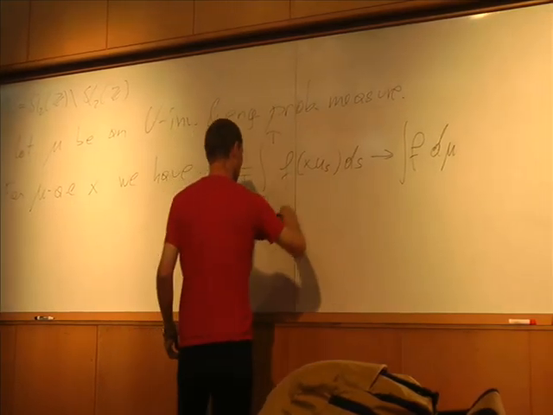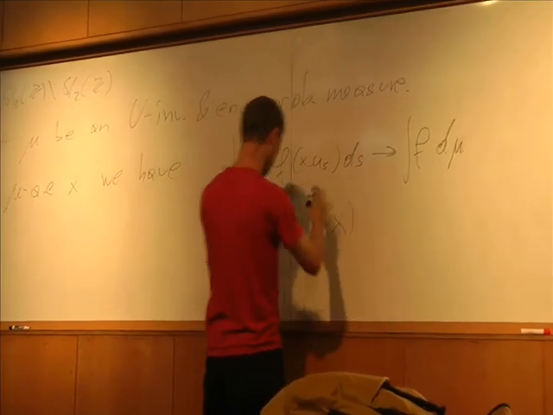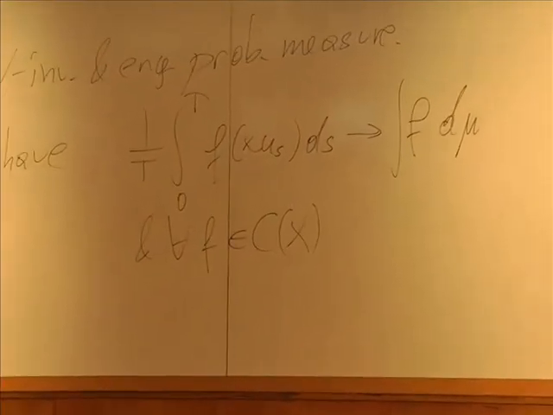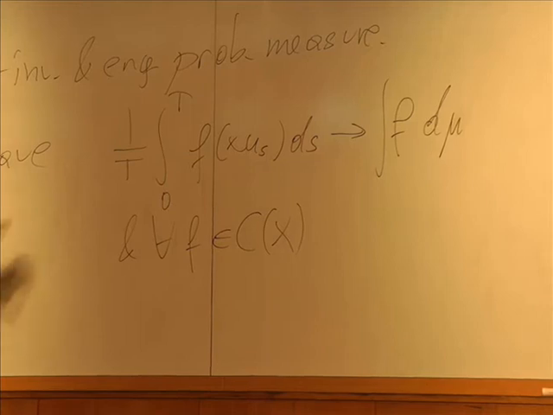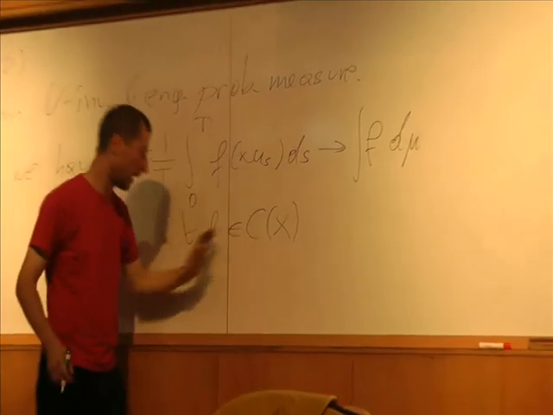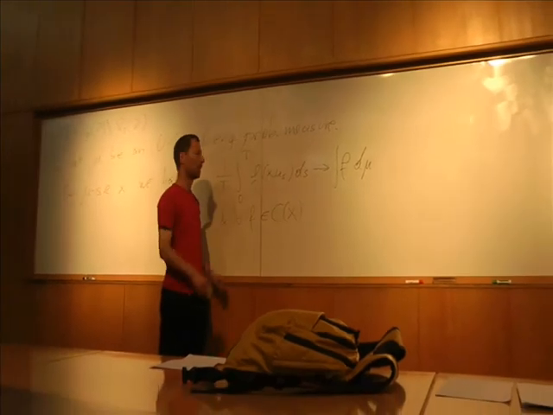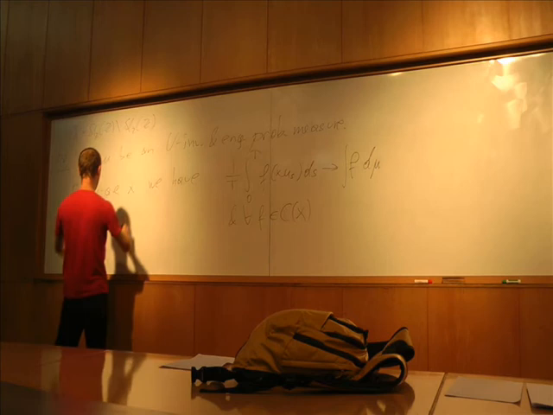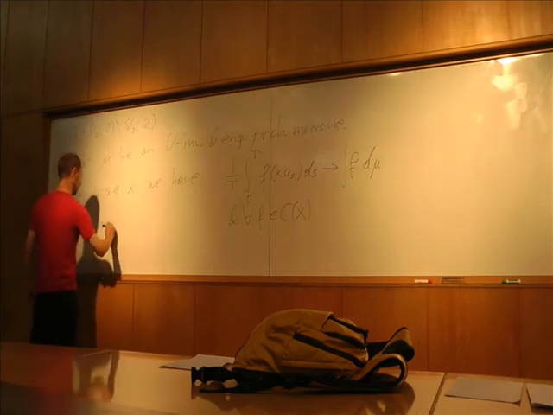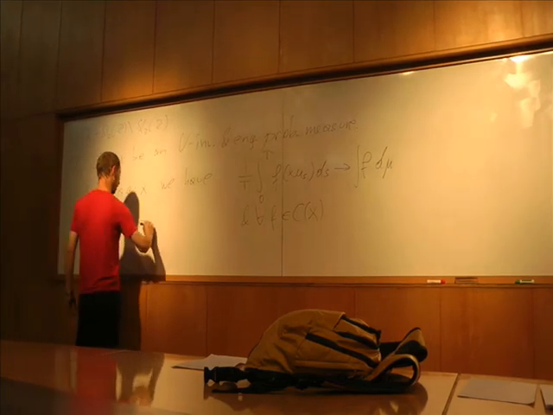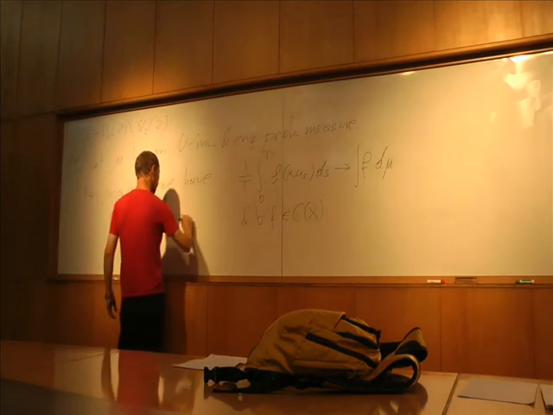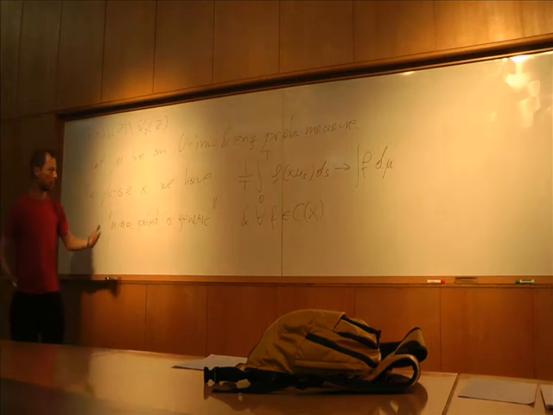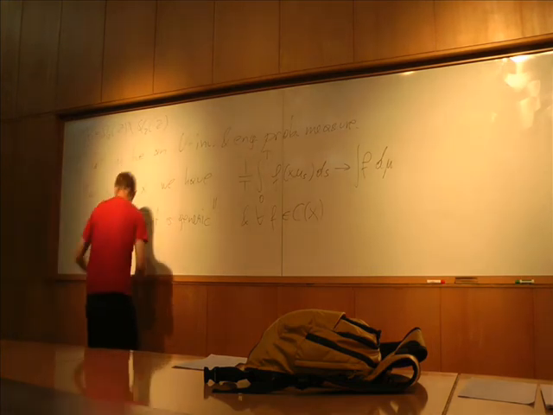And this holds for all f in C_c of X. The point of this excursion was that once I've chosen the point from the almost everywhere set, I have this property for every f in C_c of X. And such a point is called a generic point. So mu almost every point is generic.